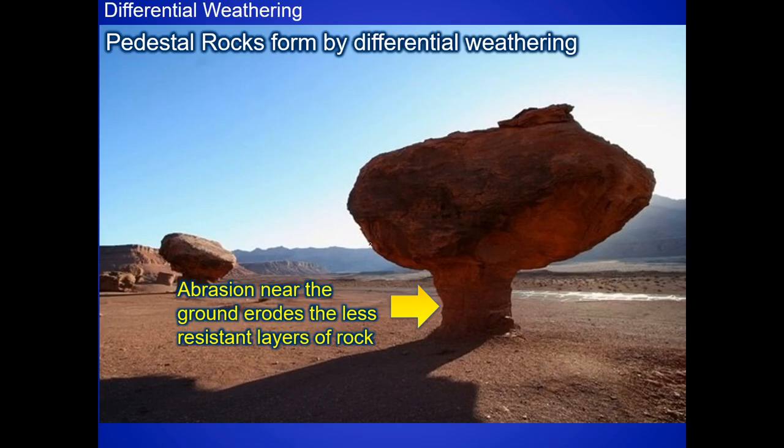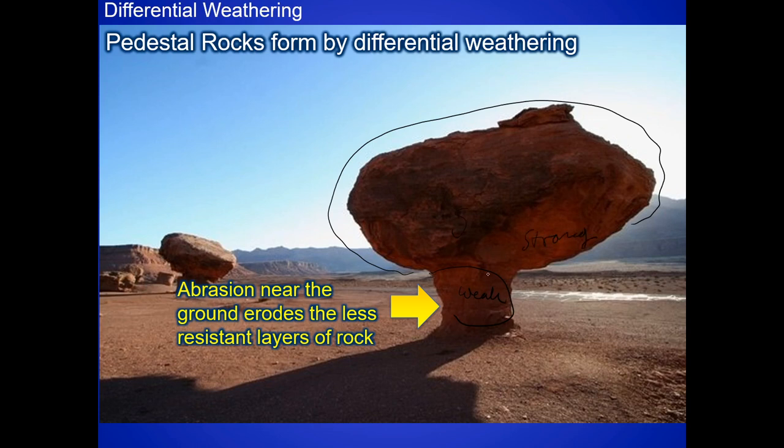You also see differential weathering in these things called pedestal stones. What happens is, in places, especially sandy deserts, you might have a layer of rock that's sitting on top of a weaker layer. So this stuff is weak. This is strong.